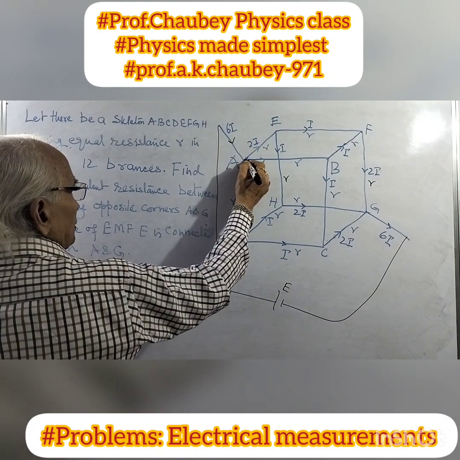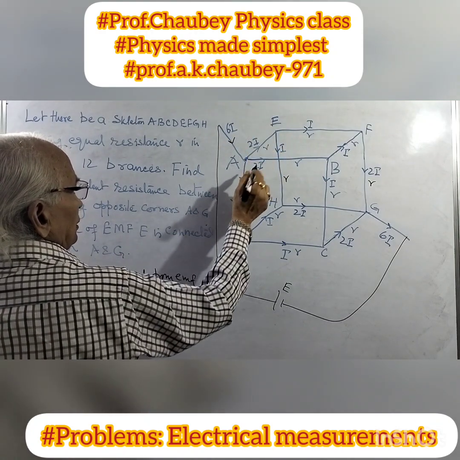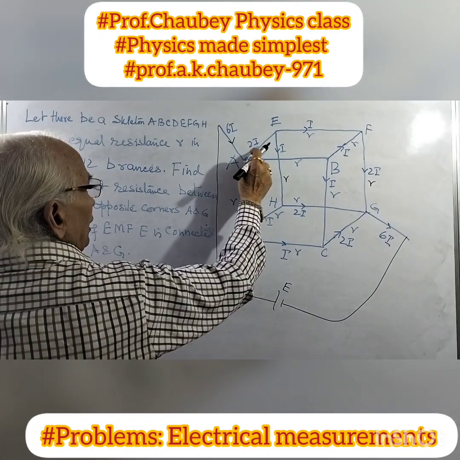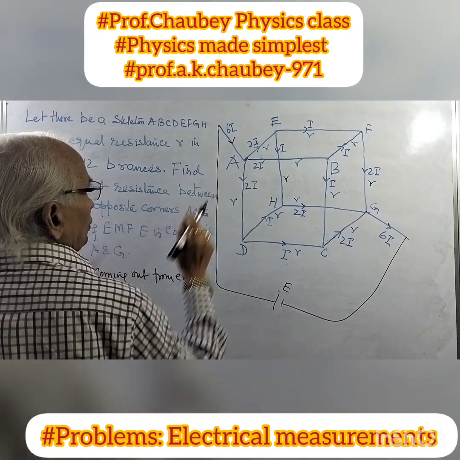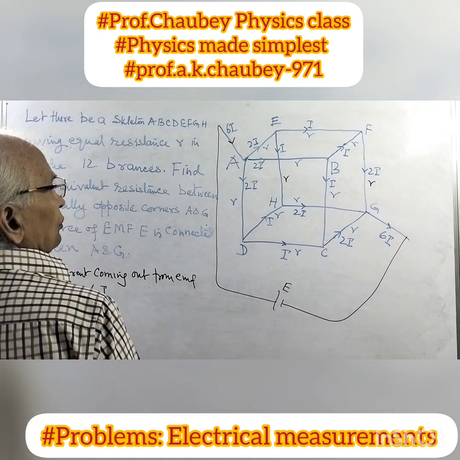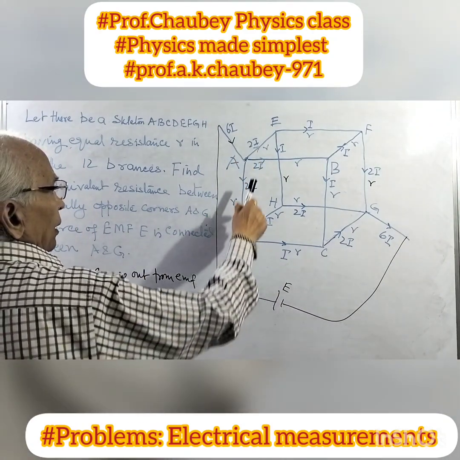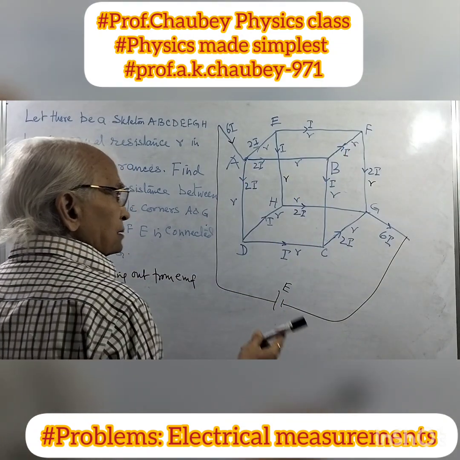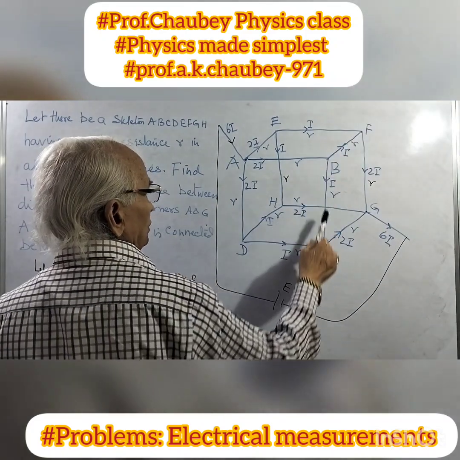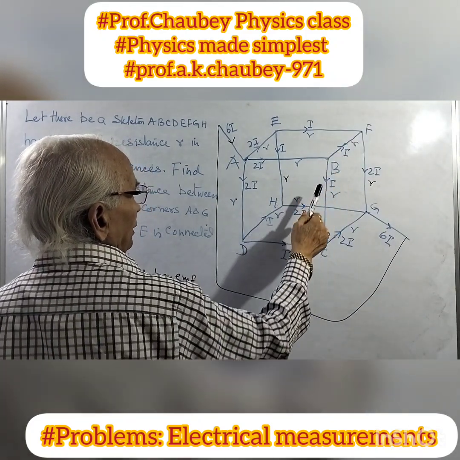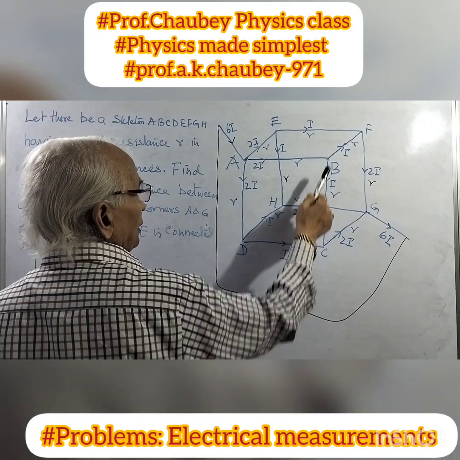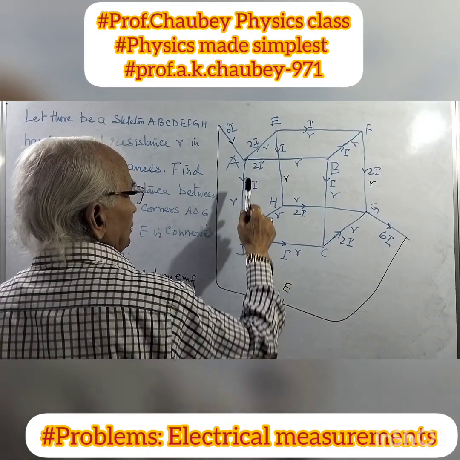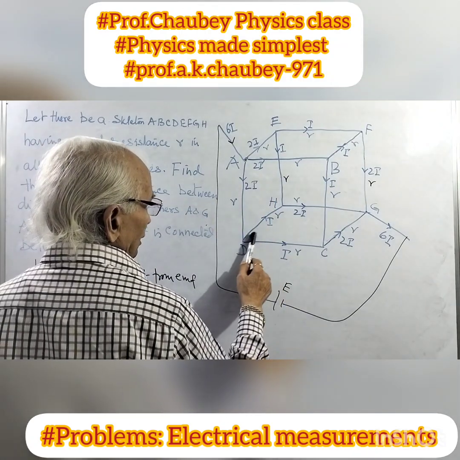Then at this junction, there are 3 branches. Because of equal resistance, 2I current goes there, 2I goes there, and 2I goes there. So 6I is divided into 3 branches, 2I, 2I, 2I. When this 2I reaches here, there are 2 branches with equal resistances, so I goes there and I goes there. So in this branch there is current I, here 2I, here I, here I. Similarly here 2I and here I.